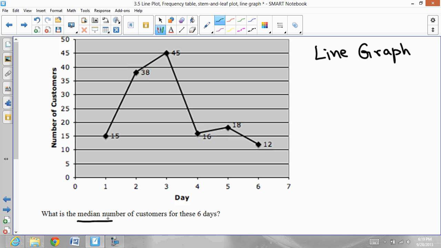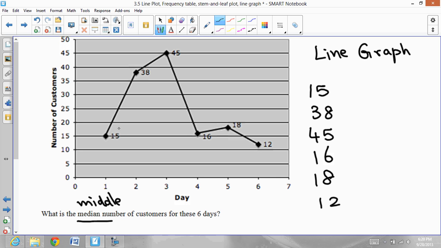Try and understand, the median is actually the middle number. So let's look at the graph and let's list the numbers. So you got 15, 38, 45, 16, 18, and 12. So I got 15, 38, 45, 16, 18, and 12. The question is asking you what is the median. Median is the middle number. You can only find the median after you put the numbers in order from least to greatest. So I'm going to rearrange these numbers from least to greatest.